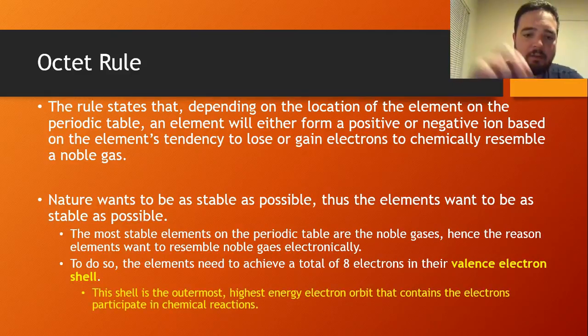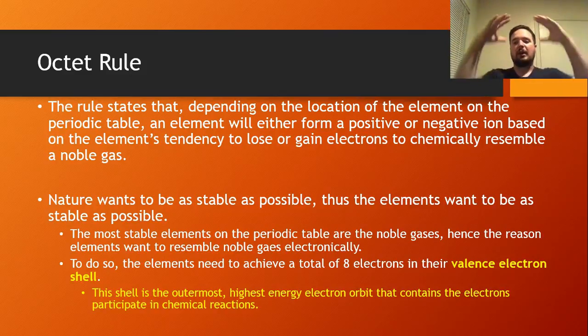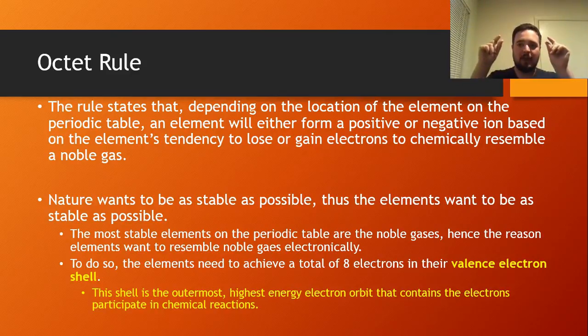Okay, the valence electron shell is the outermost, highest energy electron orbit that contains the electrons that participate in chemical reactions. So it's the very last orbit in an atom that will want to react with other atoms. Depending on the number of electrons within that orbit, if it has a small number of electrons, it may more likely want to form a positively charged ion, a cation, because it's willing to just let those electrons go. Or if it has 6 or more, it may easily want to gain 2 more electrons to get 8 in the very outermost orbital, and if it gains electrons, it becomes negative.